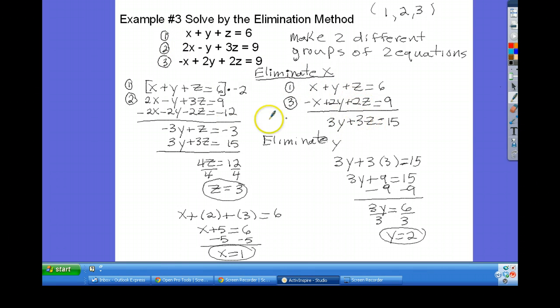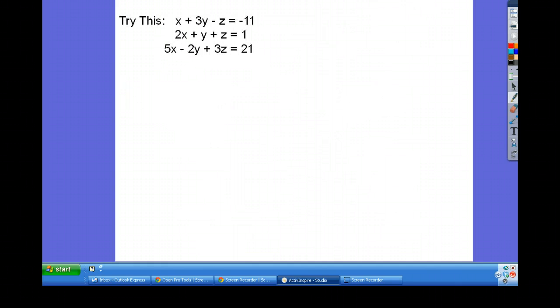Then we took the two variable equations that we just created, brought those together, and eliminated something else. Well, we eliminated y because it was so easy, and we got our one variable equation. We solve the 1, plug it into one of the 2's, and take those two answers and plug them into a 3, and that's our solution. Okay? You give this one a try.